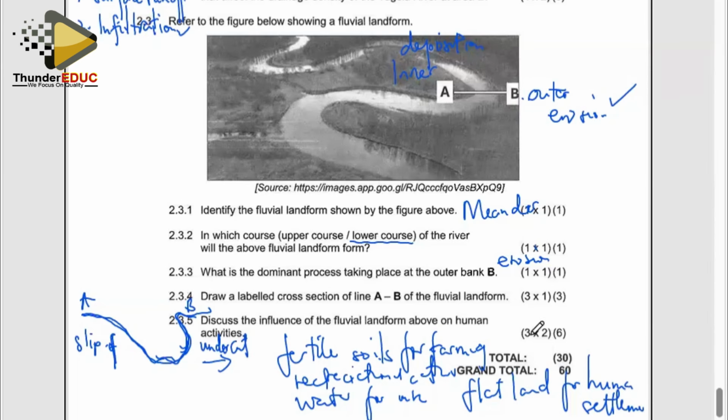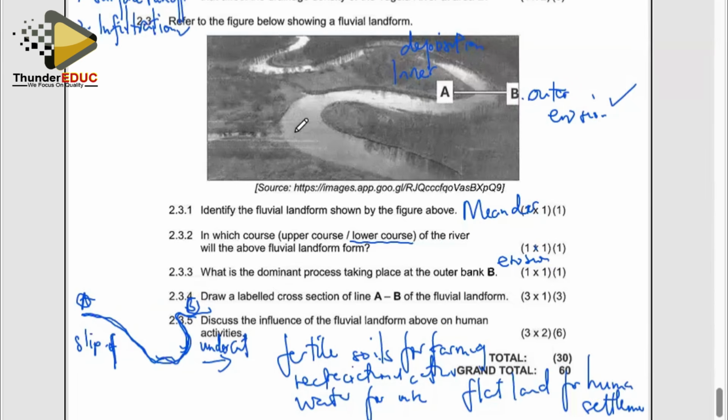And then if you also look at this side, it's not conducive for settlement. Why? Because there is erosion which is going to take place. But if you look at the side of A, it's very safe for settlement because there's deposition there, and there's also chances of fertile soils because of the deposited material. Right, that is basically what you look at.